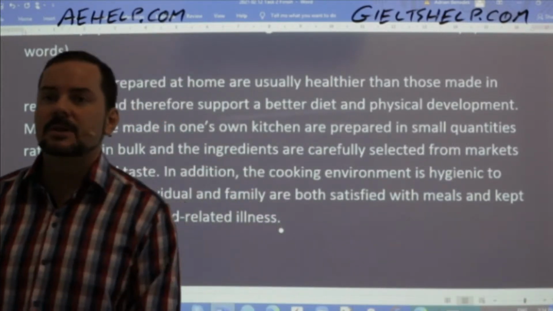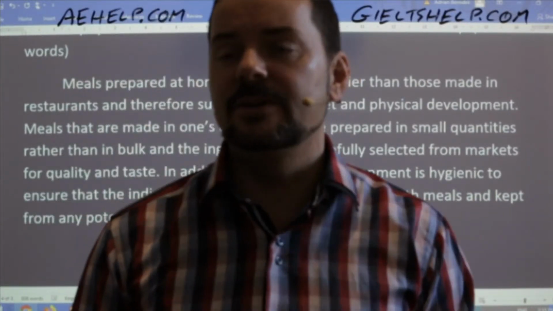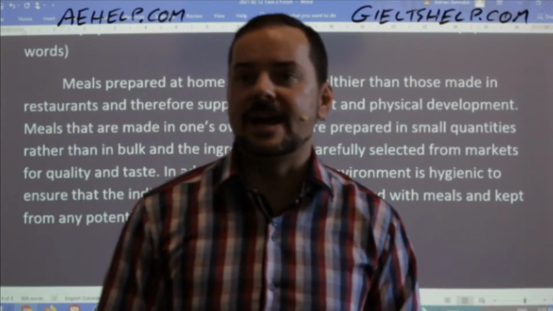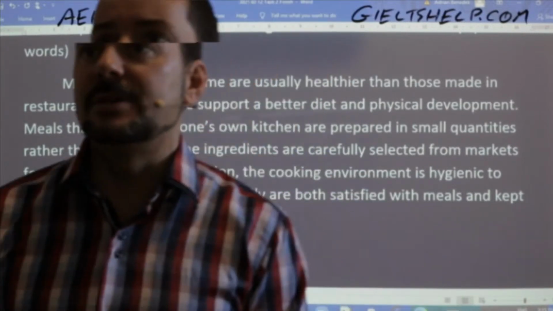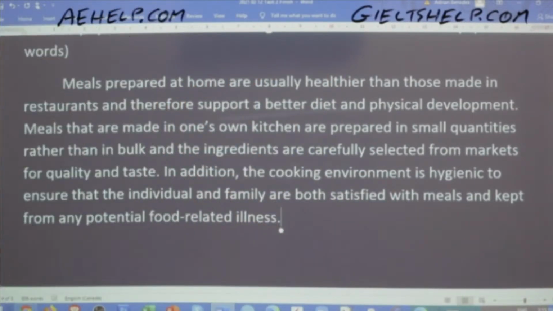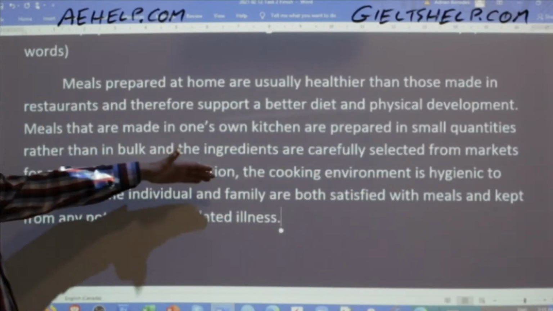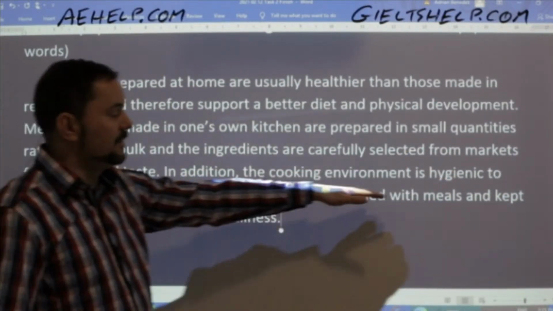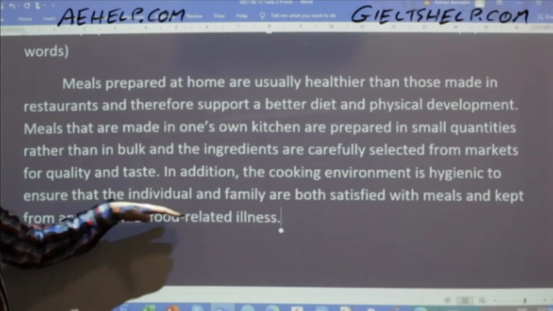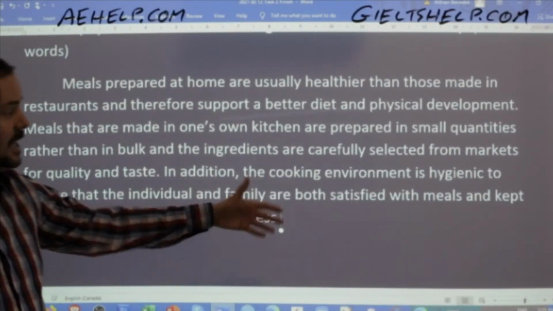So Rashika says people have a great chance to include a very nutritious foods and take a well-balanced diet as their desire when preparing foods at home. This dietary habit is assisted to stay physically fit. Okay, good. So I'm definitely seeing some good explanations here. Here's my explanation. So meals that are made in one's own kitchen are prepared in small quantities rather than in bulk, and the ingredients are carefully selected from markets for quality and taste. In addition, the cooking environment is hygienic to ensure that the individual and family are both satisfied with meals and kept from any potential food-related illness.